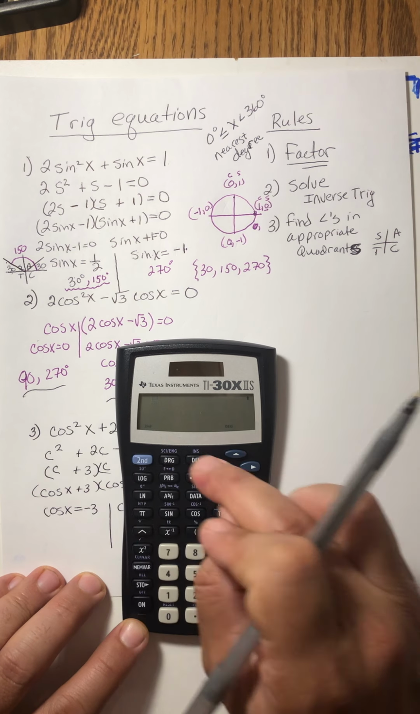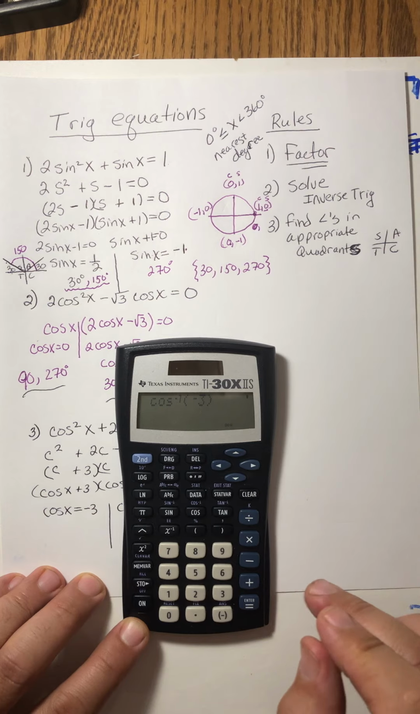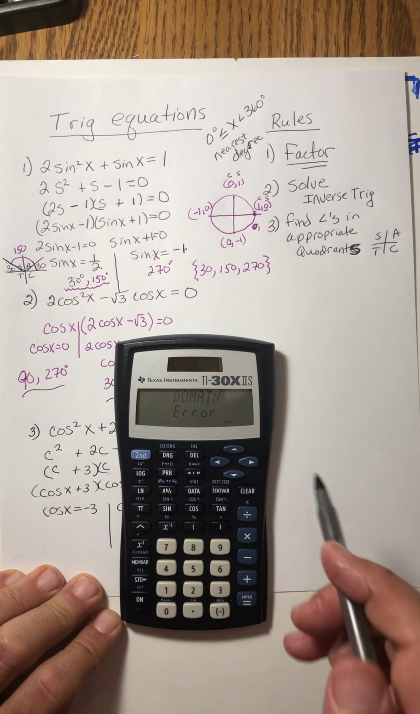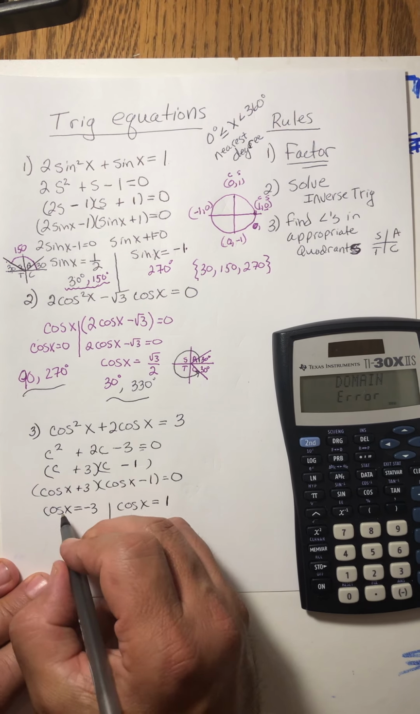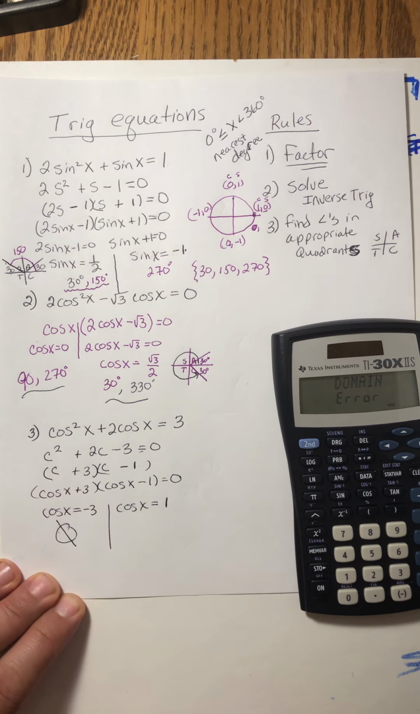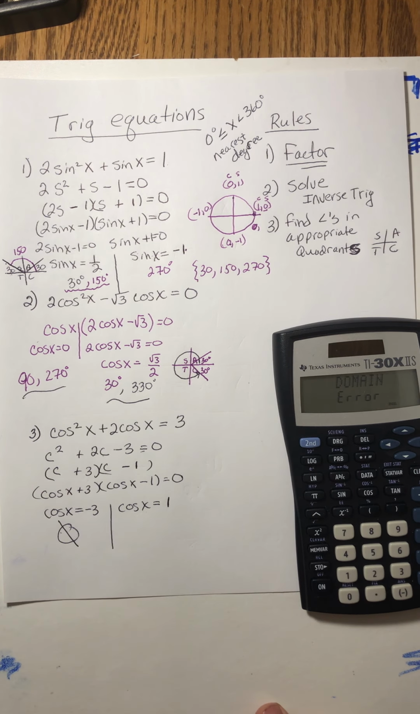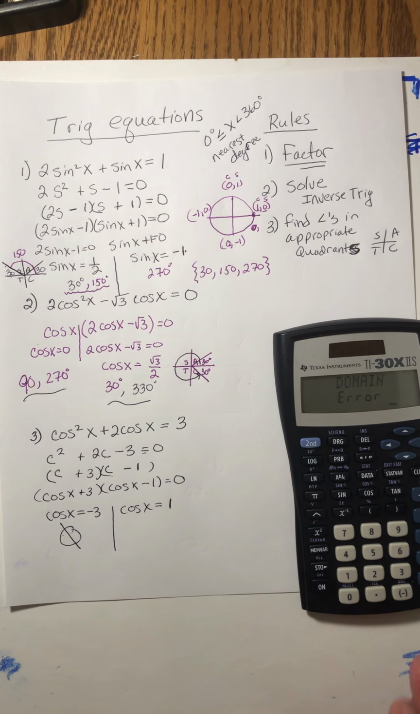So let's look. Second cos negative 3, close parentheses, hit enter, and it says error. There's nothing wrong. We did nothing wrong. That just means there's no answer for this side. So this side is empty set. No big deal. If they're both empty set, well then they're both empty set.